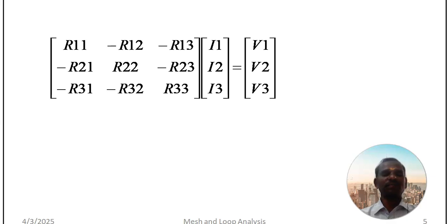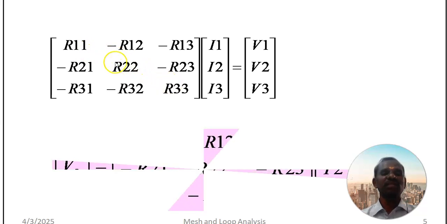So this is the equation. R11 is the total resistance of the first loop. R12, if the current directions of loops 1 and 2 are opposite, we will put minus. Likewise for first loop and third loop, if the current directions are opposite, we will put minus. So R13 and R31 will be the same, R12 and R21 will be the same, and R23 and R32 will be the same. So only the diagonal elements will always have positive values.